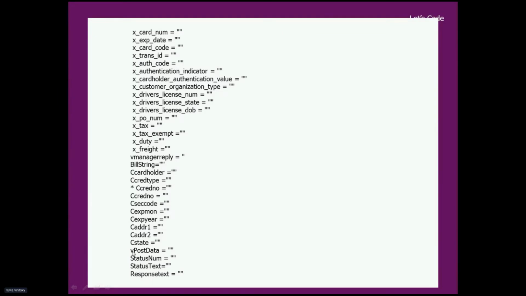We also have added a property called vPostData. And you'll see what vPostData does in just a second. So we have a class, credit card class. It has all the properties that we need in order to be able to send the information to authorize.net. It doesn't know what to do with them yet, but it has all the properties that we need.